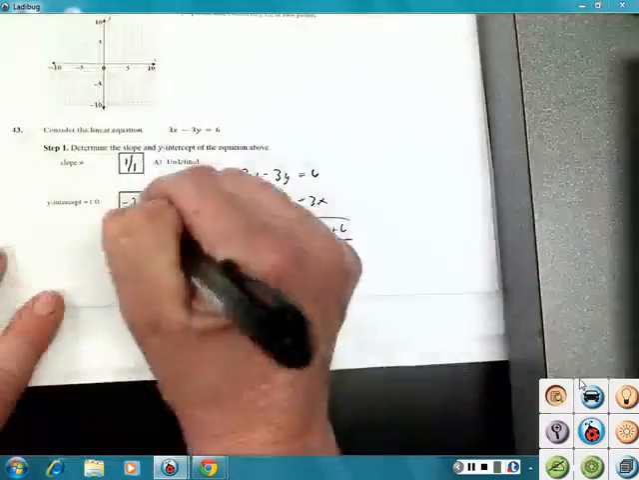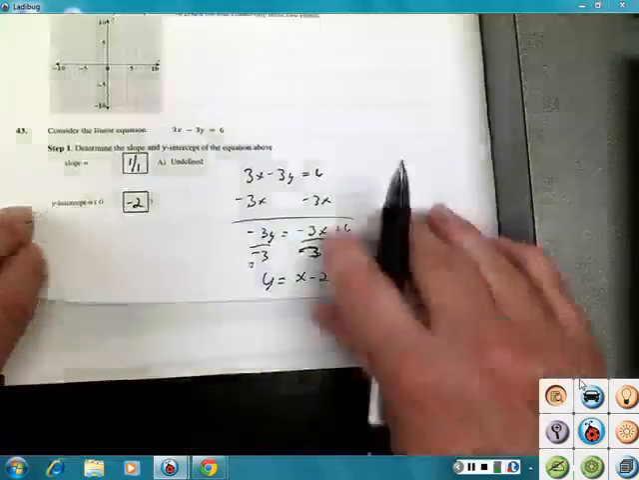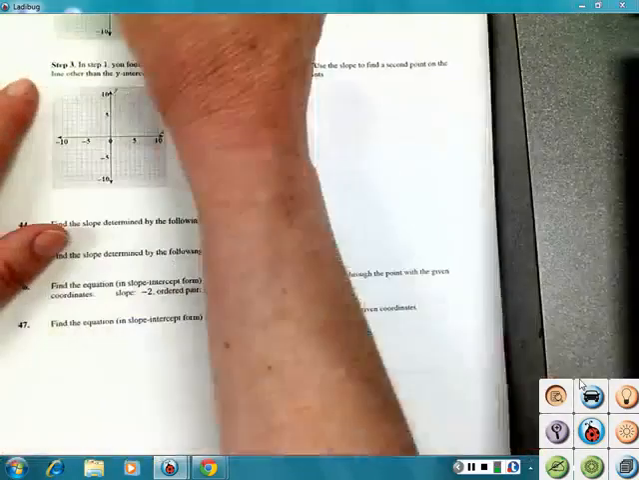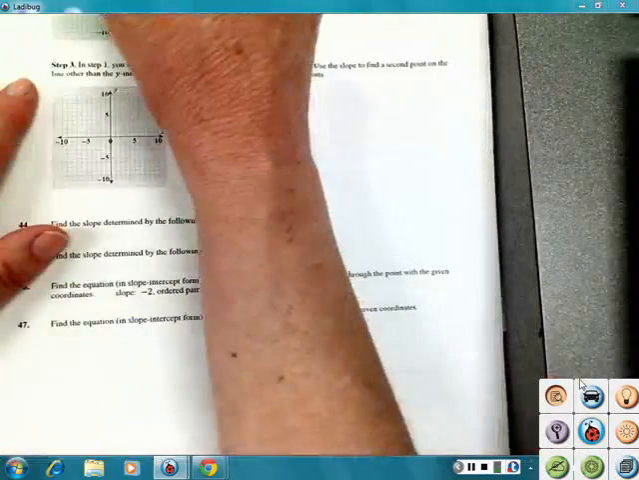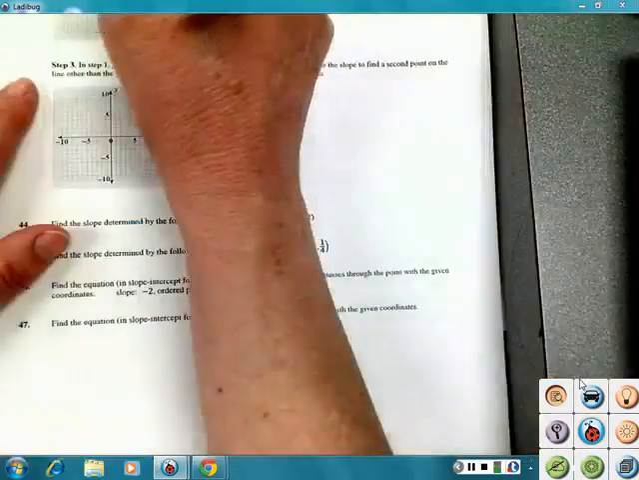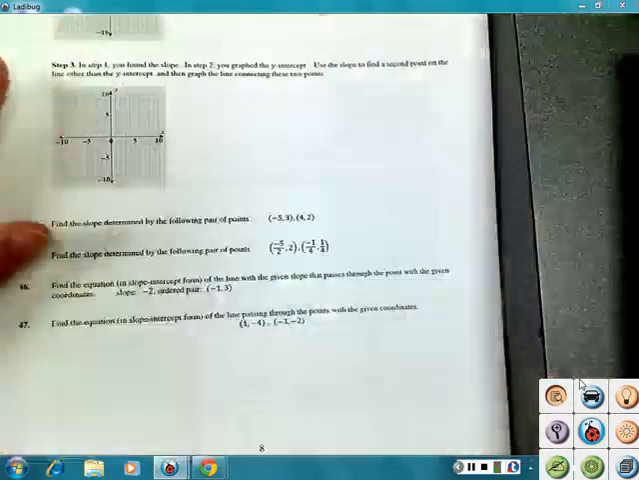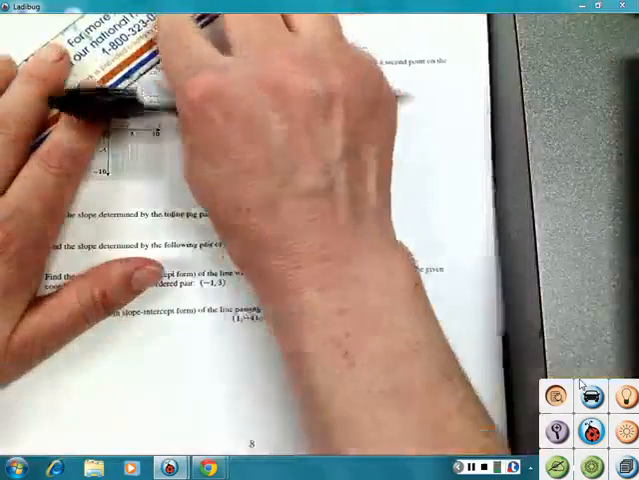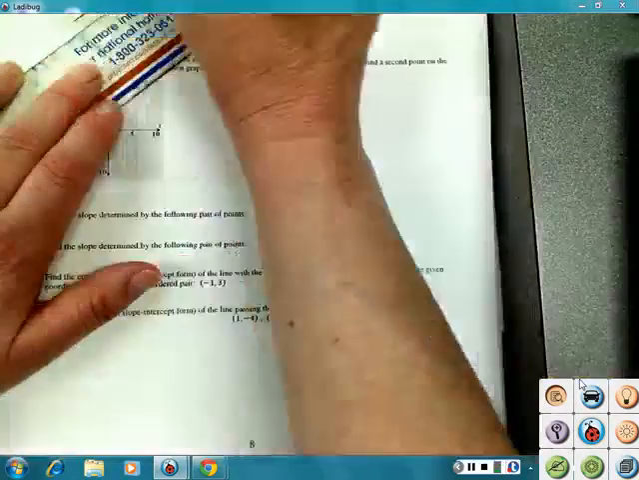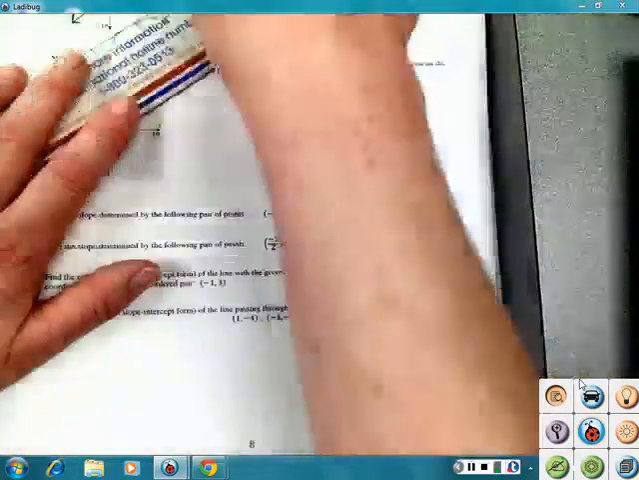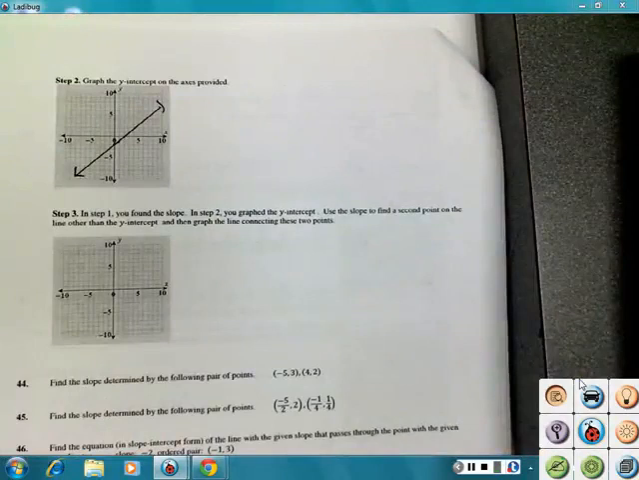Negative 2. Yep. And then I think the next page will probably ask you to graph it. So if we graph it, we start at negative 2. The slope says rise 1 and run 1. Connect the two dots, and I have my graph. I'll get it down where you can see it. So that's my graph.